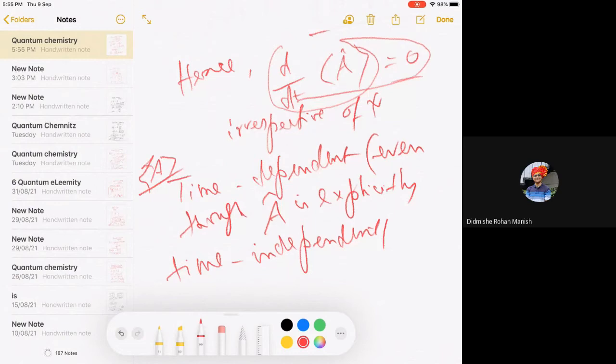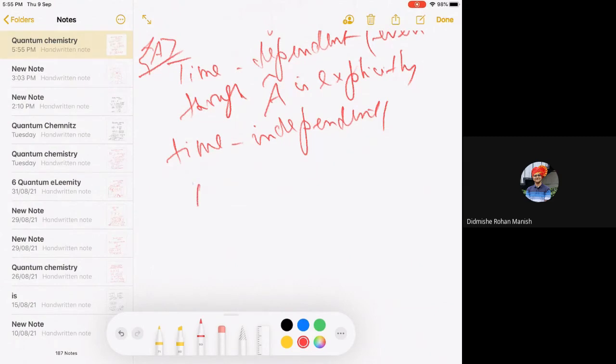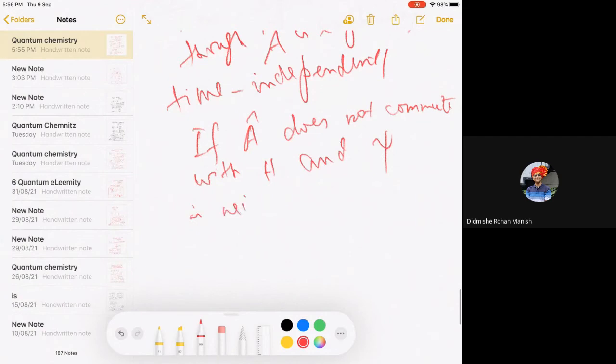Yes, sir. So now I'm discussing when will the average value be time dependent, even though A is explicitly time independent. The case in point would be if A does not commute with H, that is number one, because I have to exclude all the three cases, and not even any eigenfunctions. So A does not commute with H, and psi is neither an eigenfunction of A nor of H. You understand?